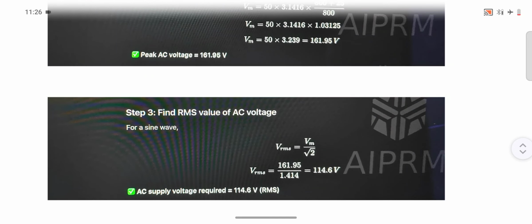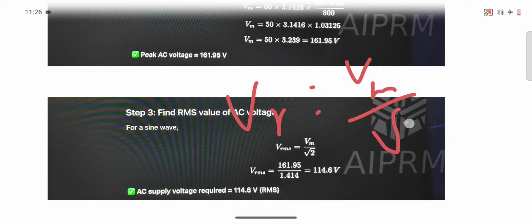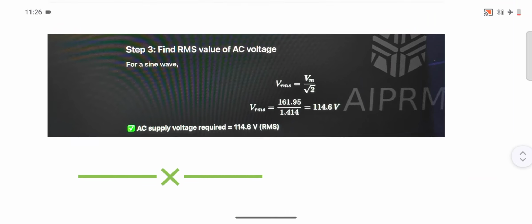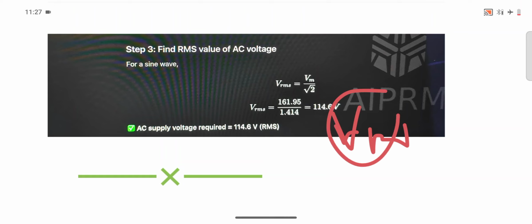Okay. Now finally we have to find the RMS value of AC voltage. The RMS voltage value is equal to the maximum voltage divided by root 2. So to find the RMS value, we have to calculate the maximum voltage. Above, all I have done is to find the maximum voltage. So first we have to find the maximum voltage, then we are able to calculate the RMS value of AC voltage. The formula of RMS is very simple: maximum voltage divided by root 2. Then first we have to calculate the maximum voltage.